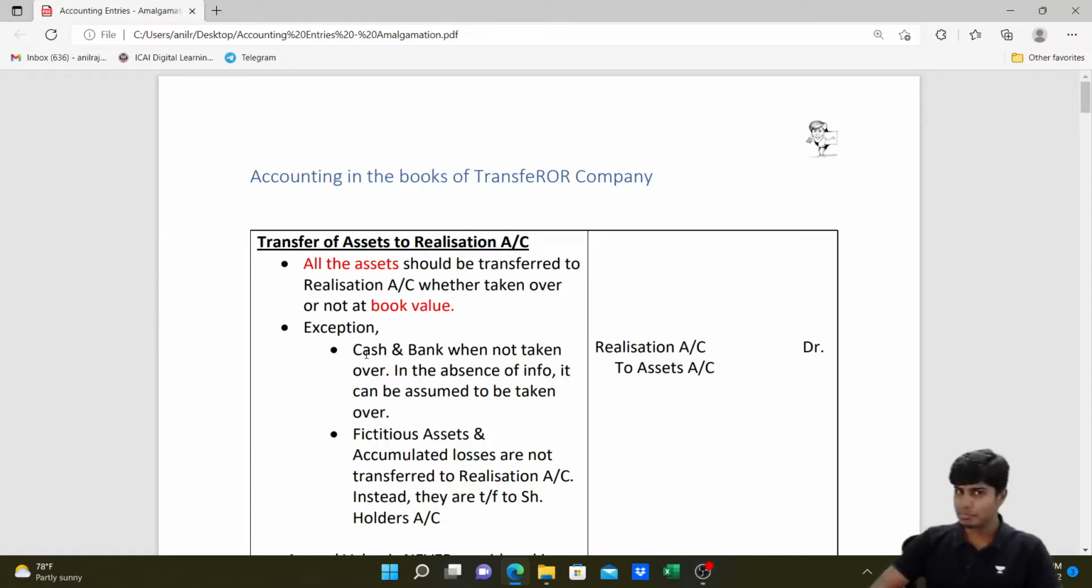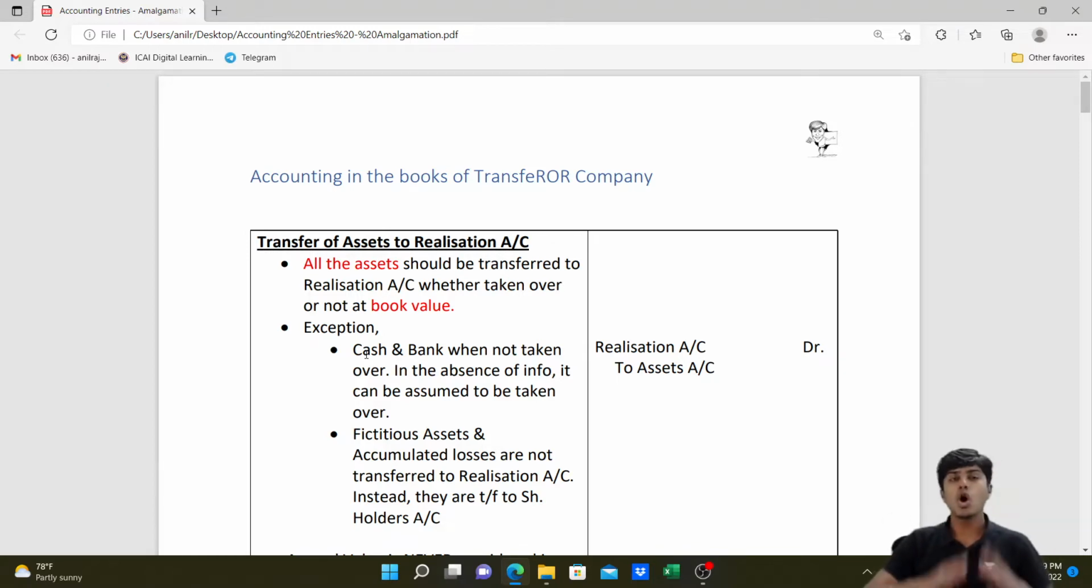So what about cash and bank? Cash and bank, it depends. Cash and bank needs to be transferred to realization if it is taken over. If it is not taken over by the transferee and the transferor keeps this cash with them to settle some liabilities which are not taken over by transferee or settle the purchase consideration payable to shareholders of transferor, in that case we will not transfer cash to realization.